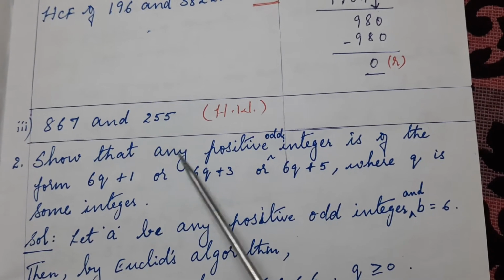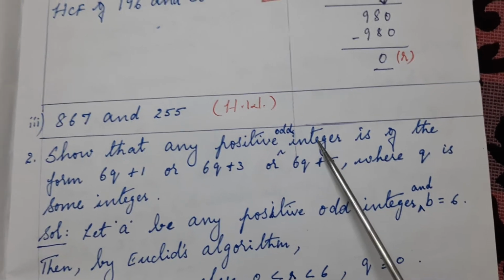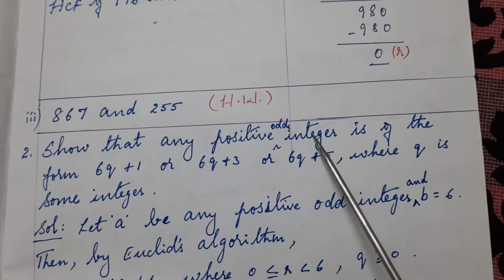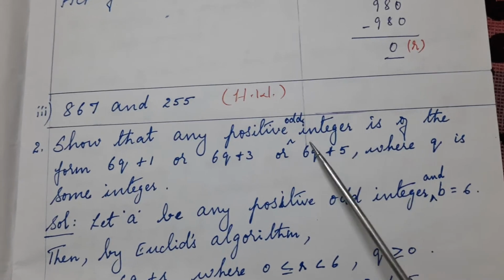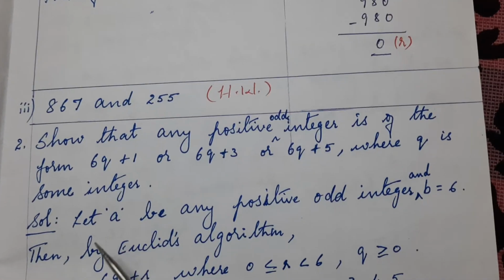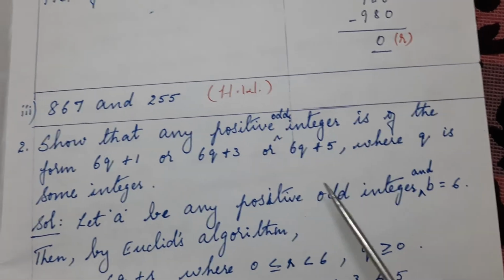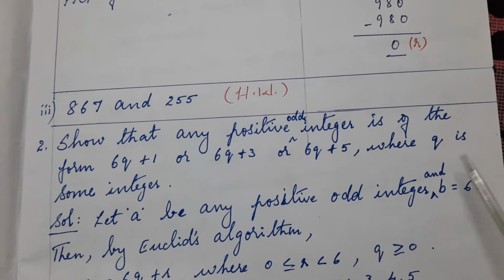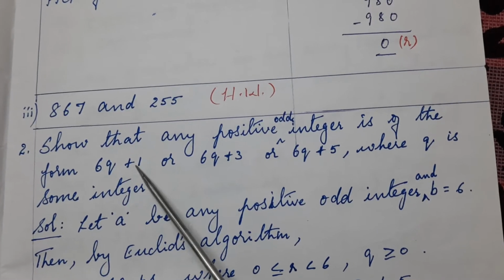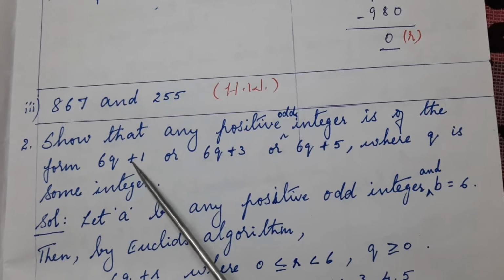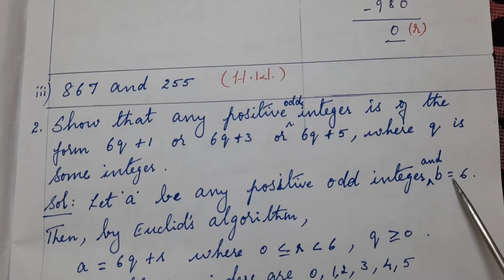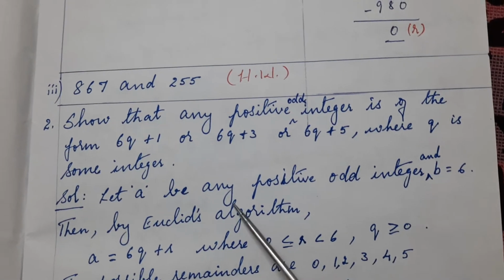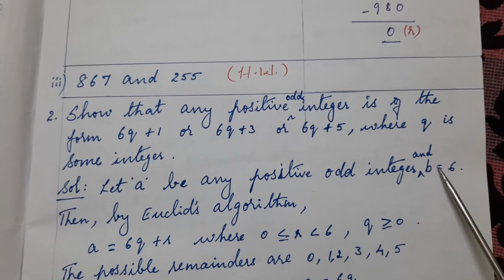For that, any positive odd integer. We don't know what the positive odd integer is. That means it is a equal to bq plus r, and we don't know what a is. So, let us assume, let a be any positive odd integer, and it is 6q plus 1. That means it is bq plus r. So, what is b here? 6. So, b is equal to 6. We are assuming a and b are already given in the question.